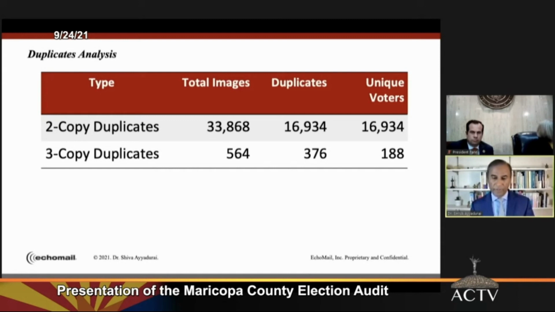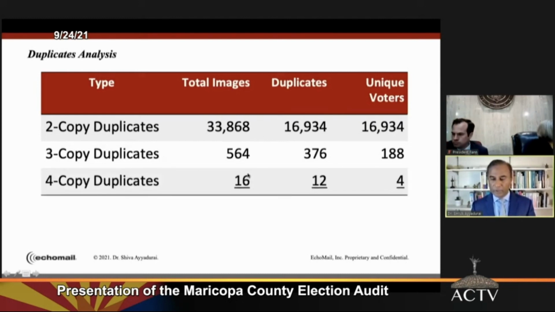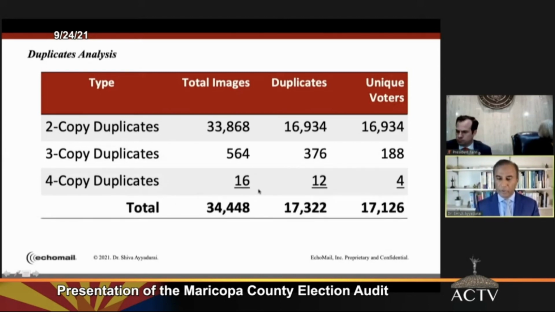So the total image count was 564 once you remove the duplicates, right? Because you want to take one of them. And then finally, we also found 4 individuals who submitted 12 duplicates, total images being 16. So the total was 34,448 total images, of which 17,322 were duplicates from 17,126 voters. This was, by the way, we'll get to, not reported in the report.